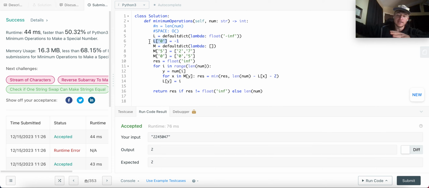So regardless of how large the thing is, I'm only going to keep track of the last time I've seen any of those 10 digits. So that's constant space. I know it's a little weird to think about, but yes, it is constant space because I'm only looking at these 10 digits. I never look at anything else.